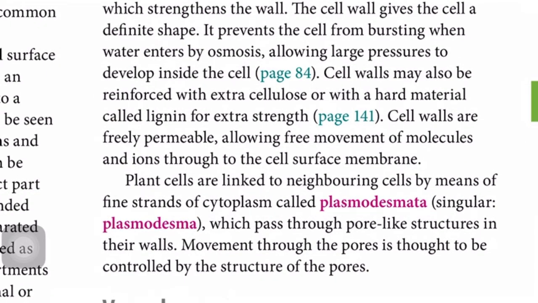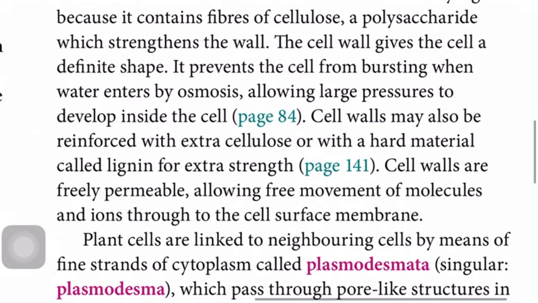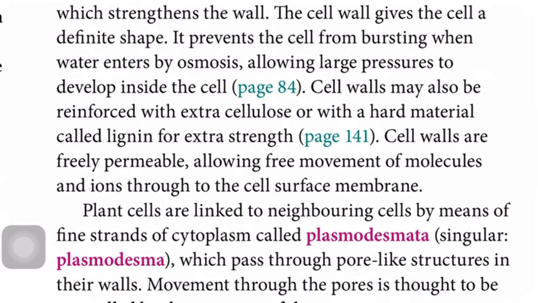Rigid means it cannot change. If pressure is exerted, it won't change its shape because it is a cell wall, which is very rigid, and I told you that it's totally permeable. So the function is actually to protect, and the rigidity is needed because plants may have to go through harsh environments. The cell wall gives the cell a definite shape.